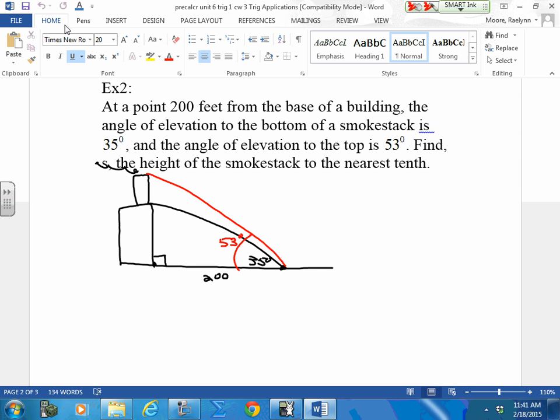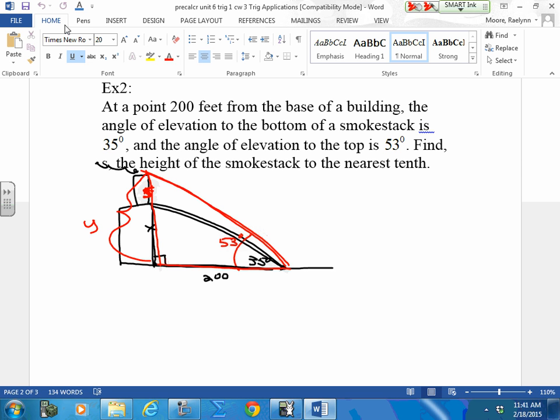We want to know the height of the smokestack. Let's call this S. They called it S. The height of the smokestack. Now, how many right triangles do you see? 2. I see one here, which will give me the height of my building. Let's call this X, the height of my building. And I see another one here, which will give me the height of my building plus the height of my smokestack. Let's call this height Y.